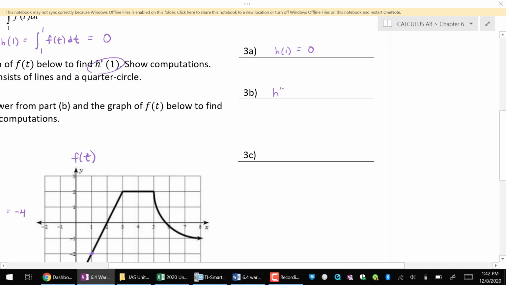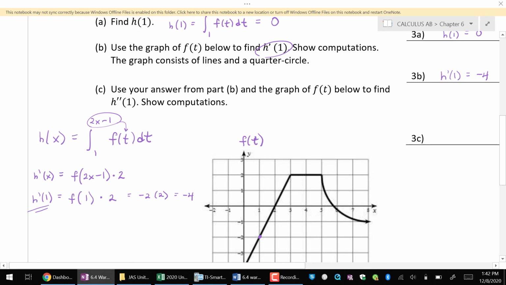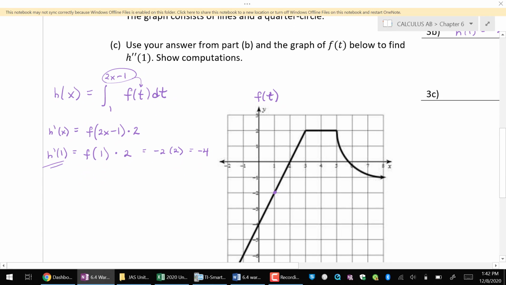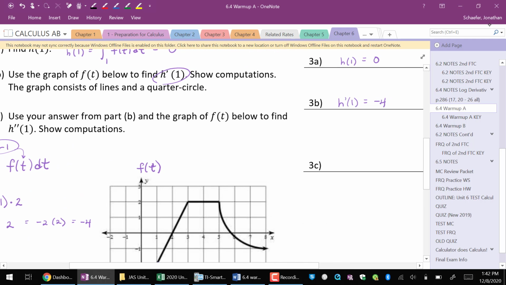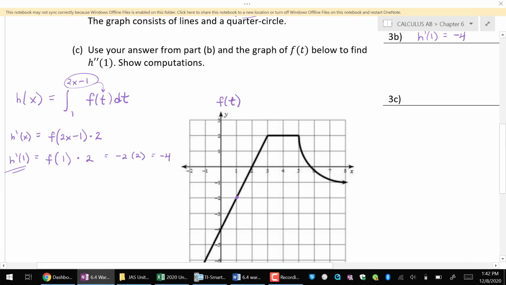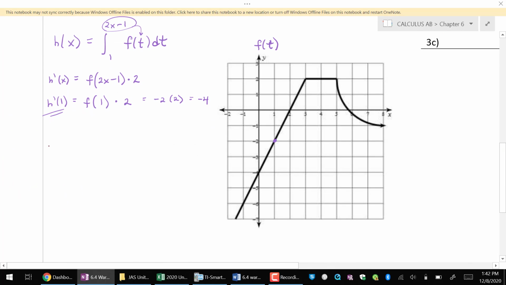I had to apply the second fundamental theorem of calculus to find the derivative of h defined by that integral function. Finally, part C, use your answer from part B, and then the graph to find h double prime of 1. Find h double prime of 1.